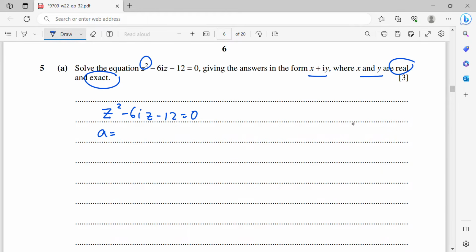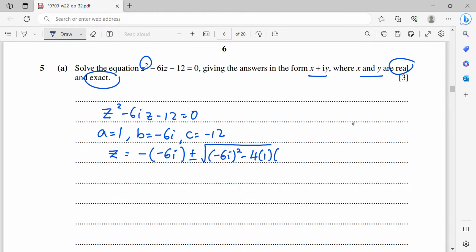So the coefficient for z squared is 1, therefore my a is 1. The coefficient for z is minus 6i, therefore my b is minus 6i, and then my c is going to be negative 12. Since your equation is in terms of z, when we solve using the quadratic formula, instead of x, we have to write z. So the formula is minus b, so minus negative 6i, plus minus the square root of b squared. So b squared is minus 6i squared, then minus 4, a is 1, c is negative 12, over 2a, a is 1.